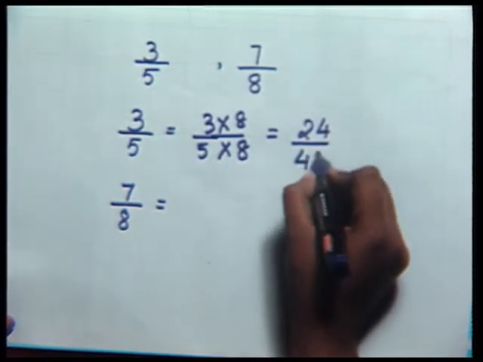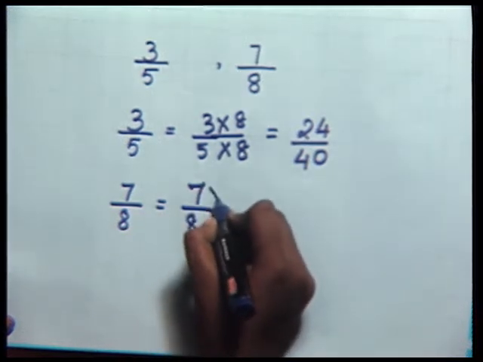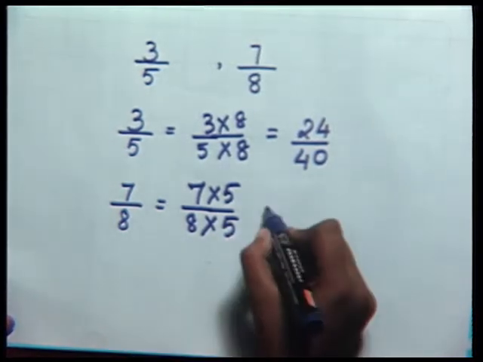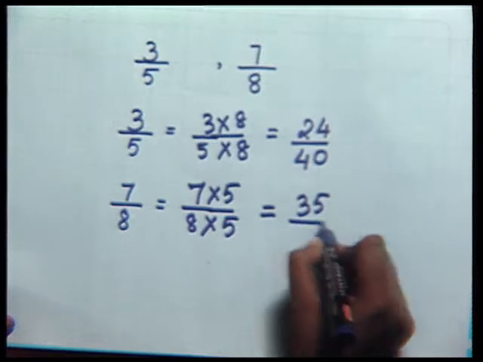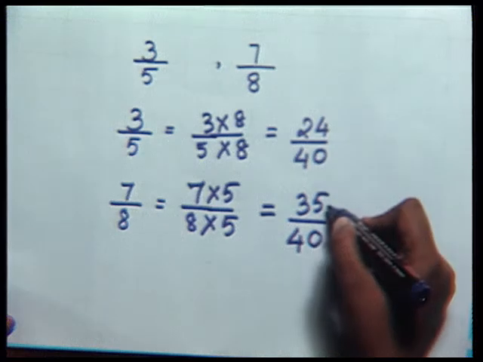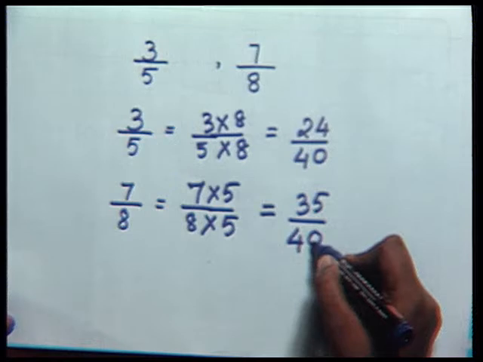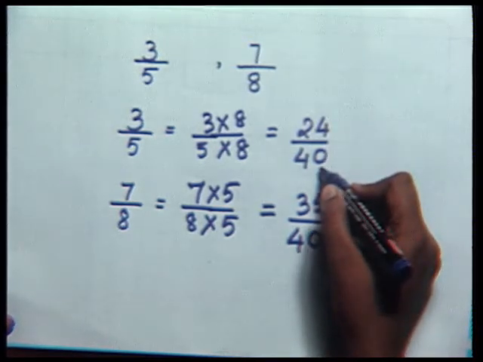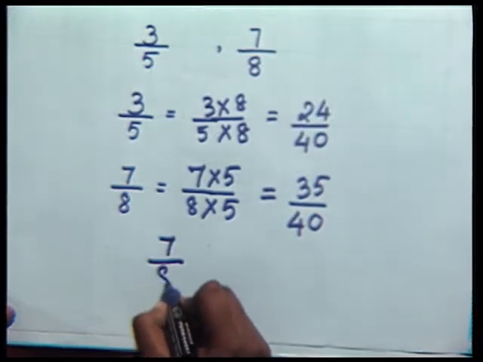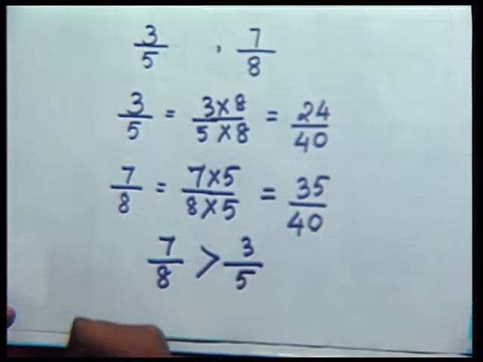24 upon 40, and 7 upon 8 becomes 7 upon 8, the numerator is now multiplied by 5 and the denominator is also multiplied by 5. The result is 35 upon 40. Now that the denominator is the same, we can compare the numerators, and by comparing these two we find that 35 upon 40 is more than 24 upon 40. That shows that the ratio 7 upon 8 is more than the ratio of 3 upon 5.